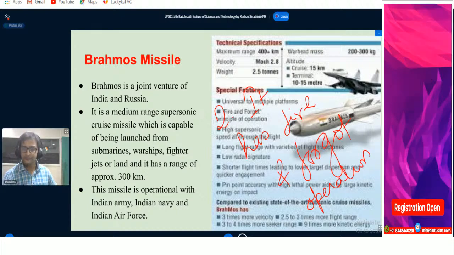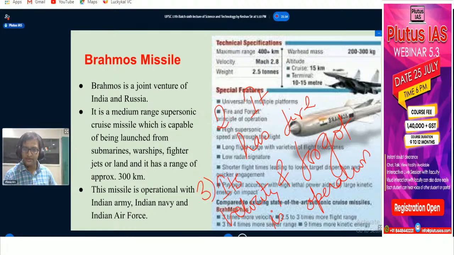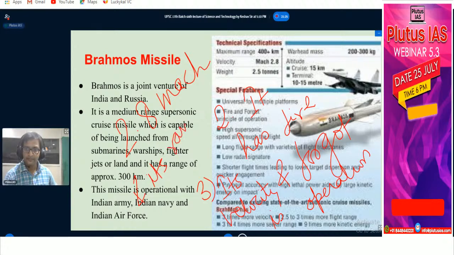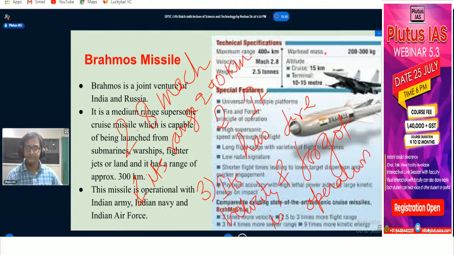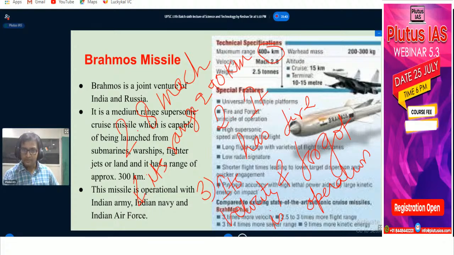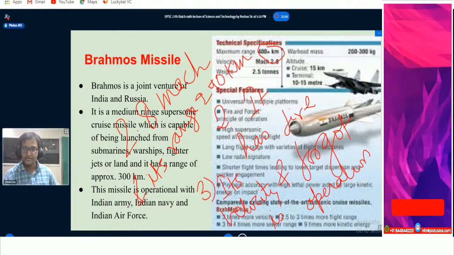Third point, its velocity is 2.8 Mach, and its range is 290 kilometers, and further it will be increased to 400 kilometers. So it increases to 400 kilometers in the next missiles also.